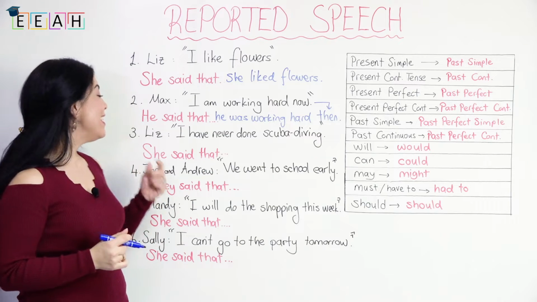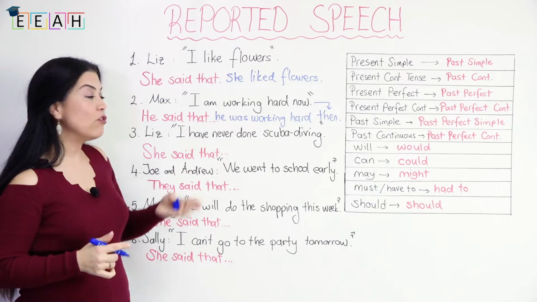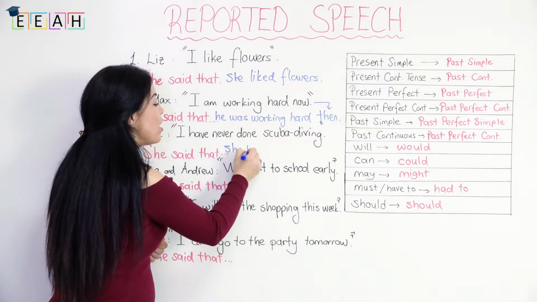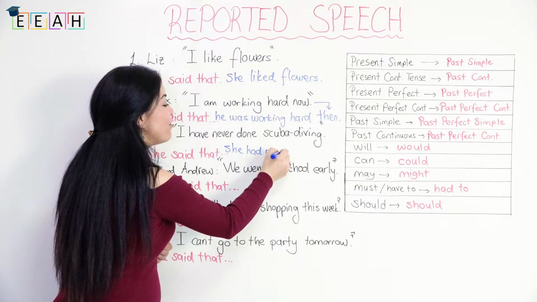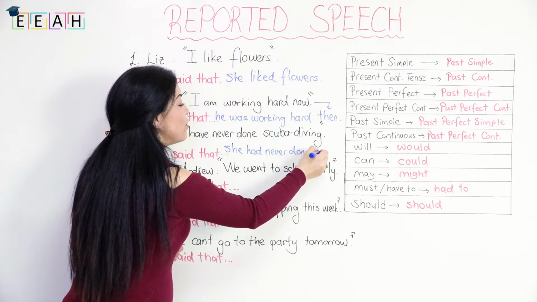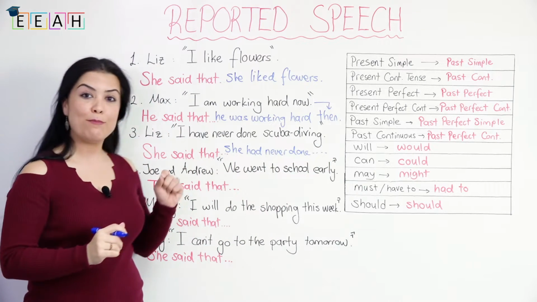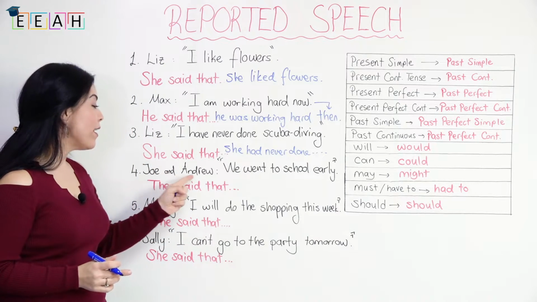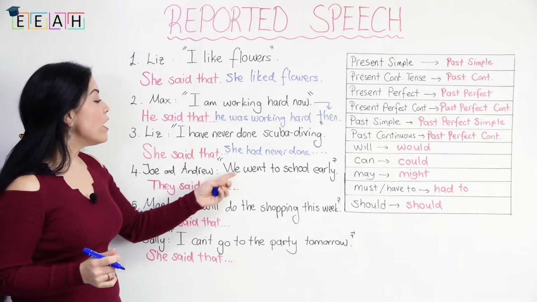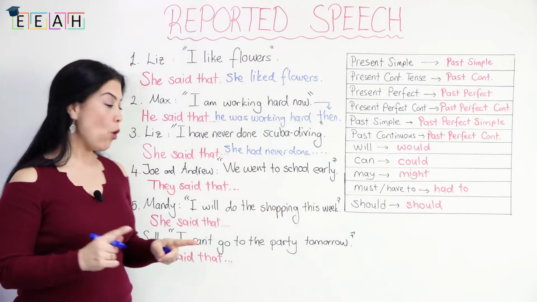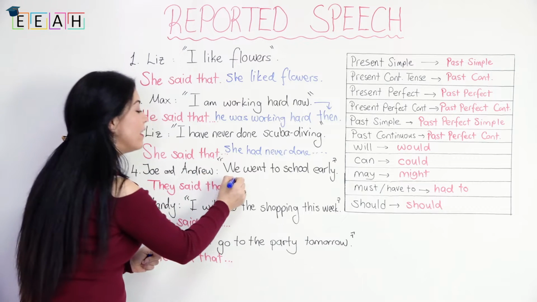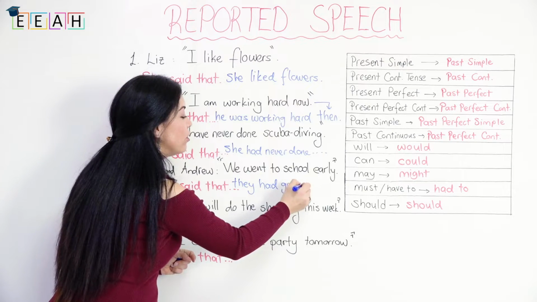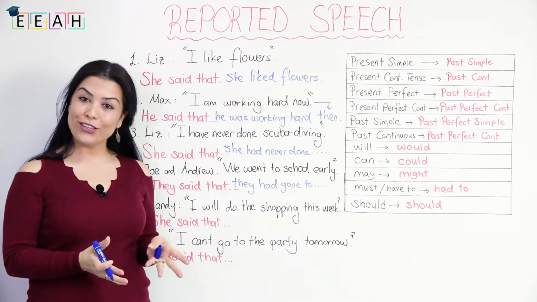Number 3, Liz says, "I have never done scuba diving." So she said that she had never done scuba diving, reported in the past perfect tense. Next one, number 4. Joe and Andrew said, "We went to school early." So they said that they had gone to school early.